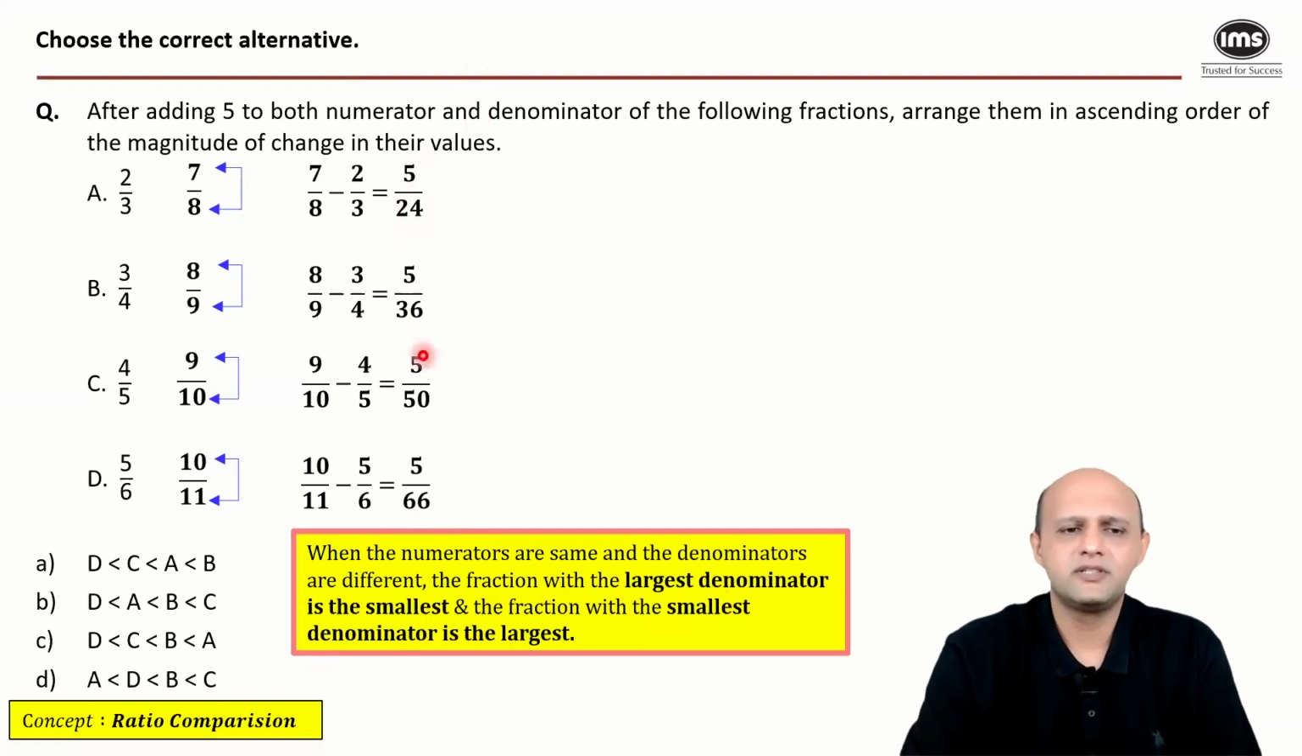So what is the order in which this should appear? D, C, B, and A. So what's the answer to the question? The answer is option C.